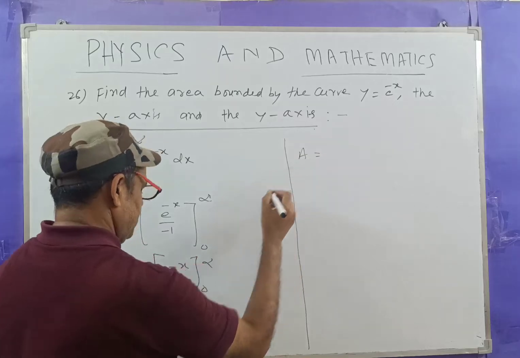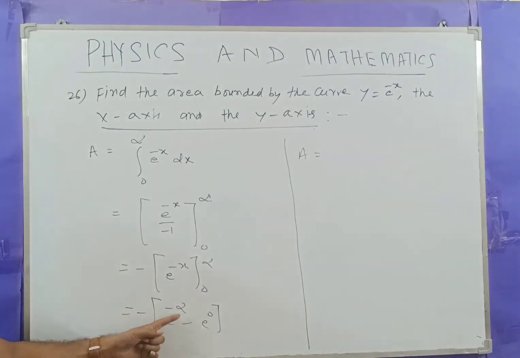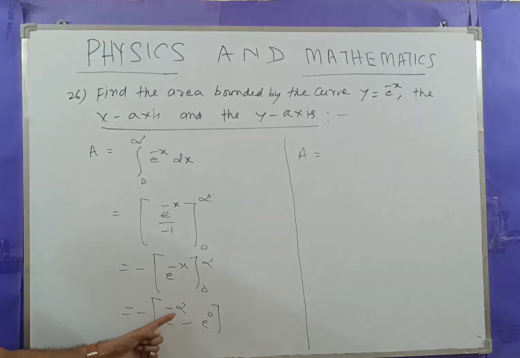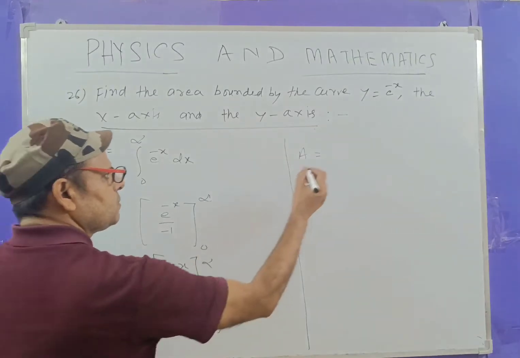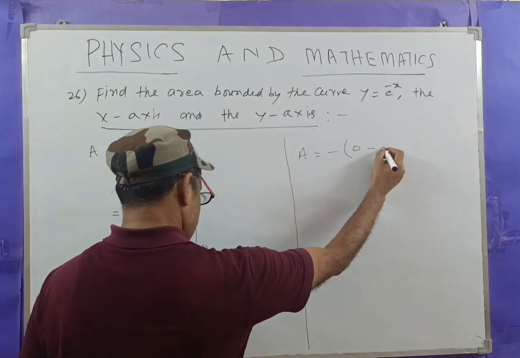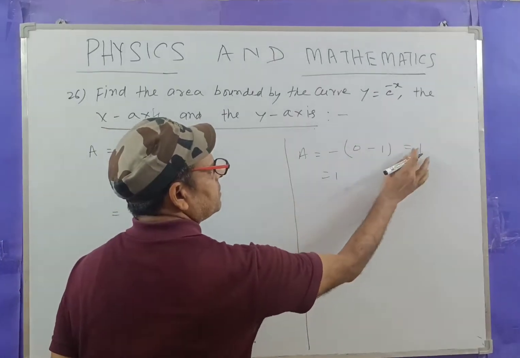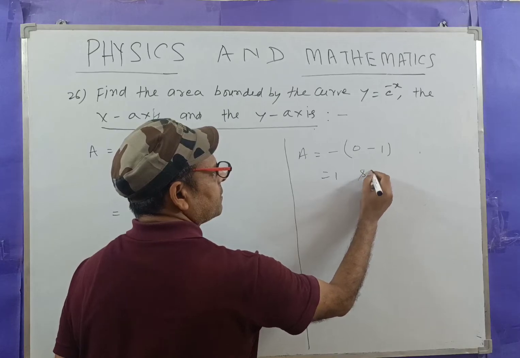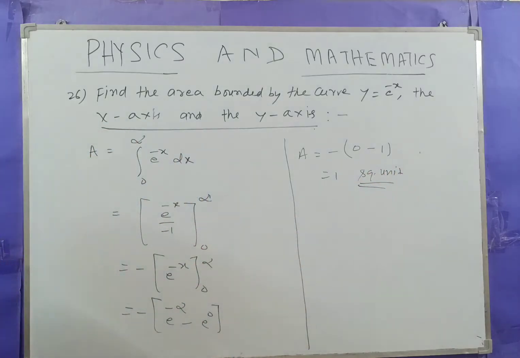That is area A, what does it mean? 1 by e to the power infinity means 1 by infinity, that means 0, and e to the power 0 will be equal to 1. So this is minus 0 minus 1, that is equal to 1. The answer is 1 square unit. This is the required area. This is the answer.